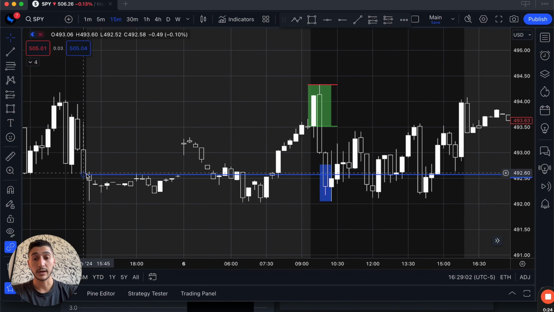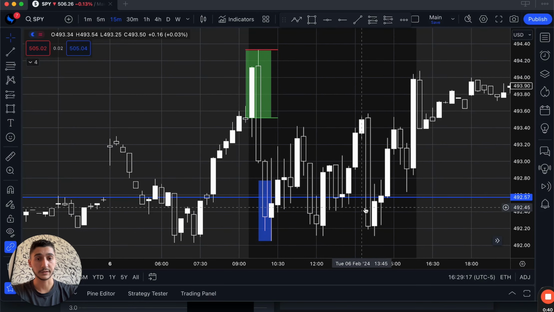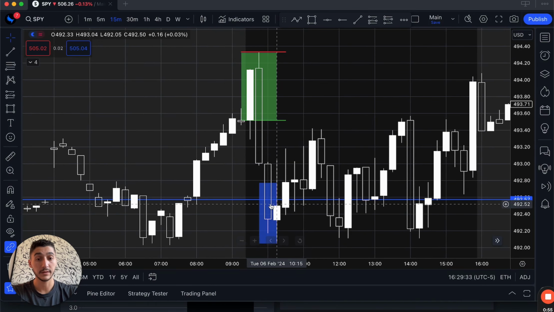So this blue line here is the gap fill. You can see that this green area here is a gap up because of this green line. We opened above this blue line. The blue line is just the previous day's closing price. So let's focus on this day here. Price opens here at 493.50, just about, and then moves up and away from this blue line. It's going away from the blue line, then comes back down to fill this gap.